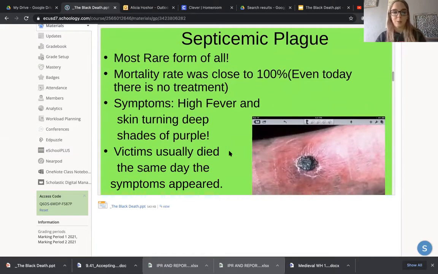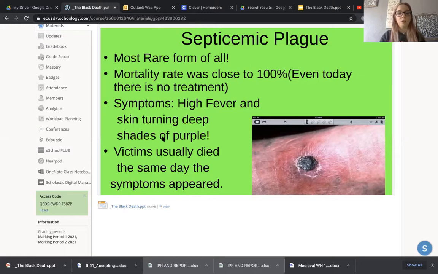Last but not least, probably the grossest one, I think, is the septicemic. This is the rarest form of the Black Death, but the mortality rate was very, very high. There's still not a treatment for it. So if you've ever heard of the term going septic, this is the infection of your blood. So people would get very high fevers. Their skin would turn different colors like black and purple.